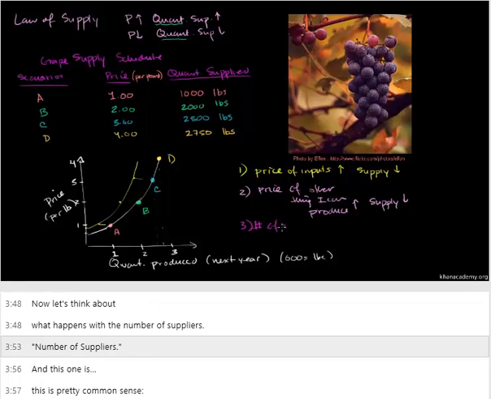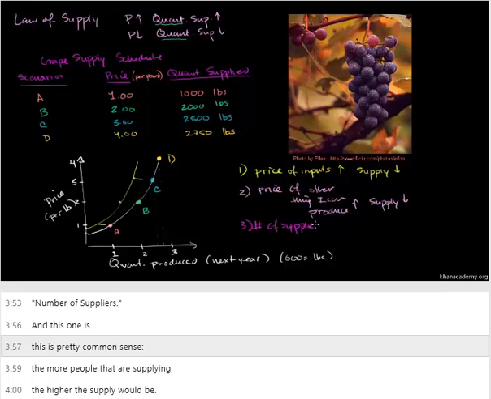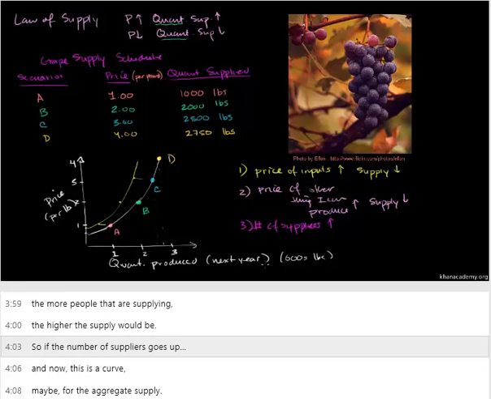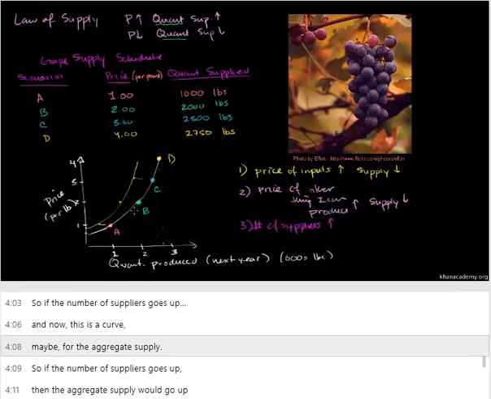Now let's think about what happens with the number of suppliers. This is pretty common sense. The more people there are supplying, the higher the supply would be. So if the number of suppliers goes up, and now you would imagine this is a curve maybe for the aggregate supply, then the aggregate supply would go up at any given price point. If the number of suppliers were to go down, then the aggregate supply would go down at any given price point. So this one hopefully is somewhat obvious.